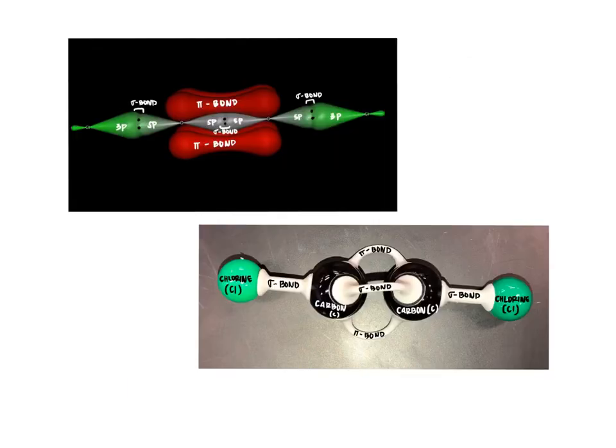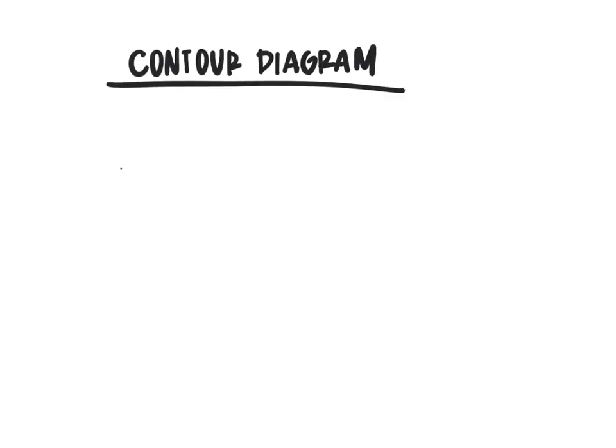So just a brief little recap. The pi bonds are going to be these red little orbitals, and the sigma bond between the carbons is the gray one. And then again, the sigma bonds are going to be between the 3p orbitals of the chlorines and the sp orbitals of the carbons. And yeah, so now let's move on to the contour diagram.